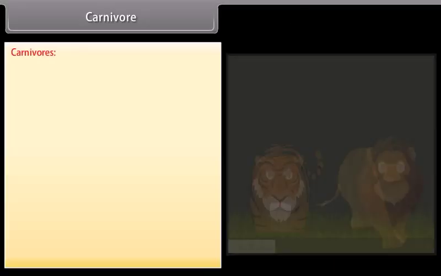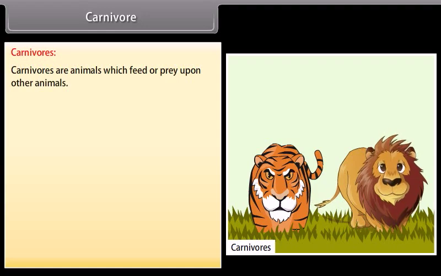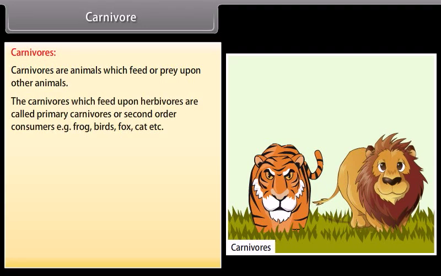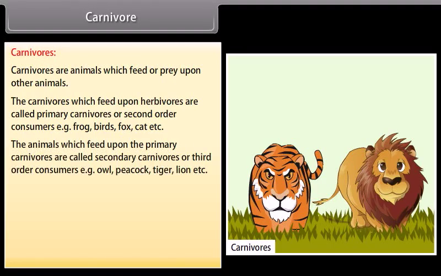Carnivores. Carnivores are animals which feed or prey upon other animals. The carnivores which feed upon herbivores are called primary carnivores or second-order consumers. For example, frog, birds, fox, cat, etc. The animals which feed upon the primary carnivores are called secondary carnivores or third-order consumers. For example, owl, peacock, tiger, lion, etc.